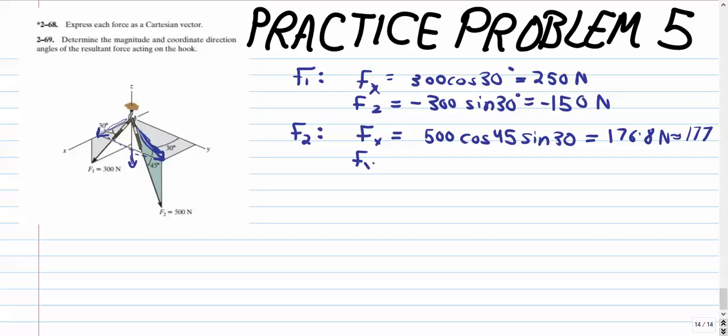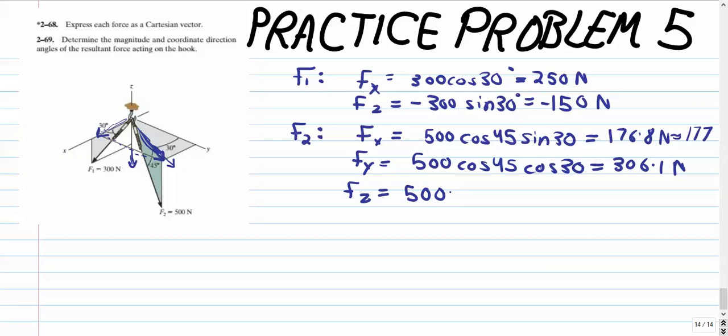Moving on to the component along the y direction, we do 500 cos of 45 to get this component in that direction, and then cos of 3 degrees to get the y component, which is equal to 306.1 newtons. Lastly, for the component along the z direction, we can simply do 500 sine of 45 degrees, but notice that it's in the negative z direction, so there's going to be a negative sign, and this would give us negative 353.5, but we can round this off to negative 354.